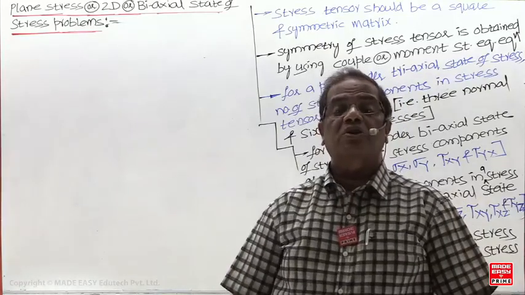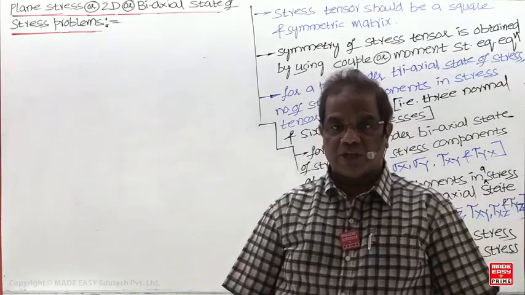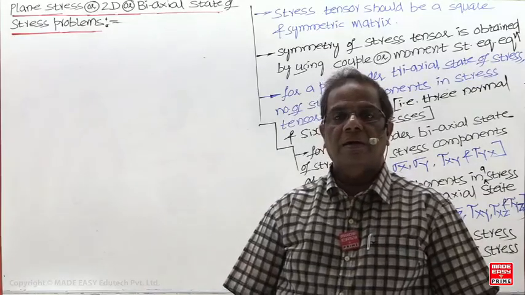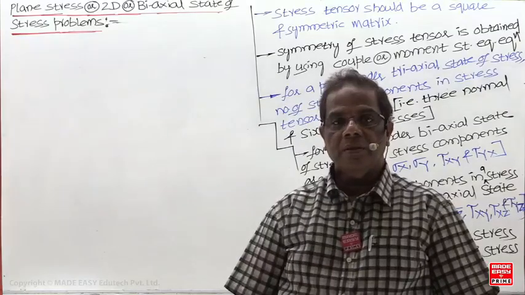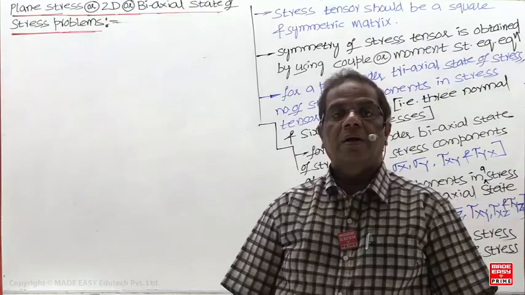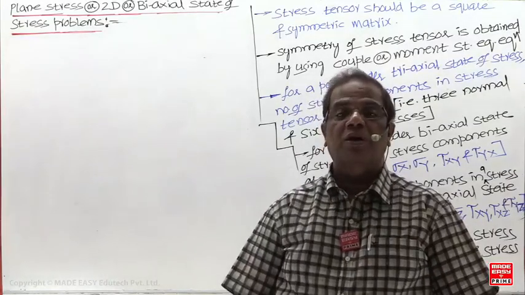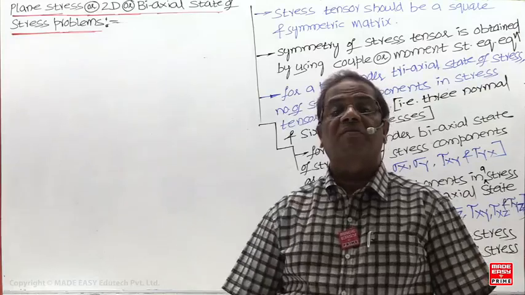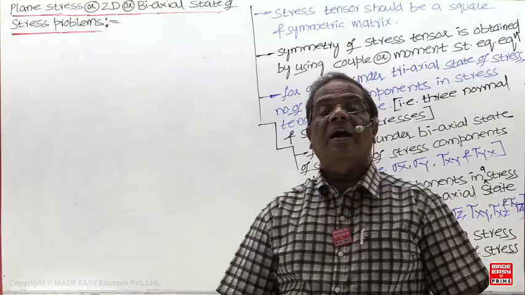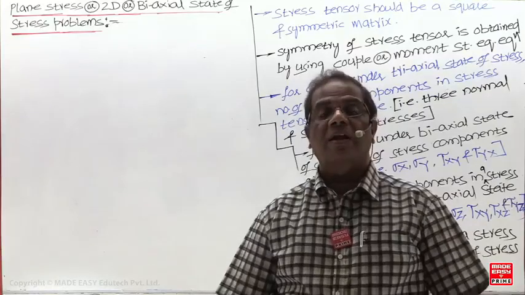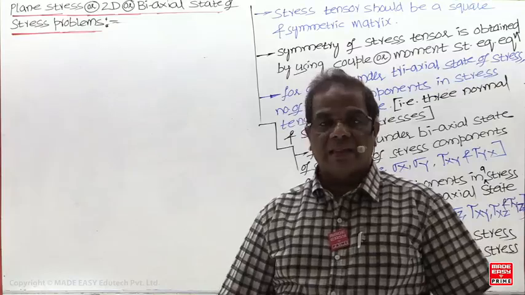Stresses in one of the mutually perpendicular directions should be smaller in magnitude in comparison to the stresses developed in the other two perpendicular directions. Suppose the stress in the z direction is very small in comparison to x and y. It is neglected. Then we consider it biaxial.